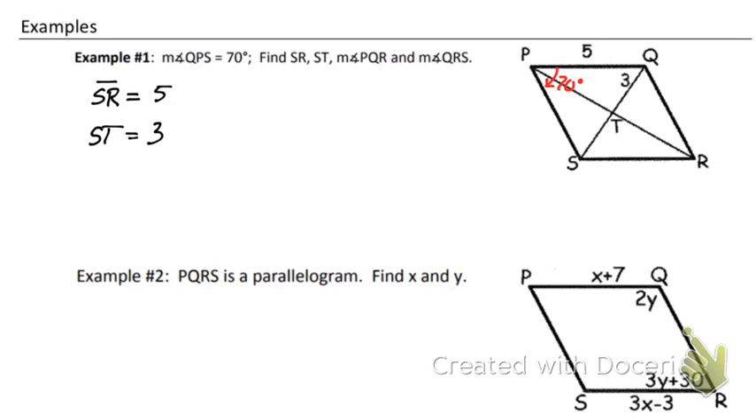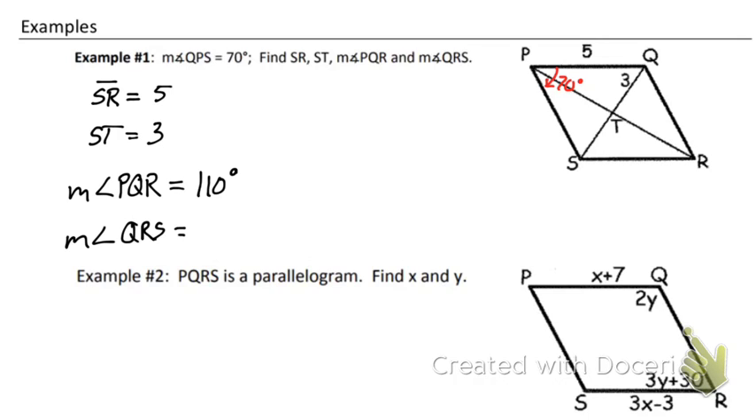All right, now we're looking for the measure of angle PQR. Does anyone know what the measure of PQR is? Robin? 110. How do you know that? Because I know what QRS is, because that's 70. Okay, so it must be supplementary. PQR is supplementary, so that gives me 110 degrees.